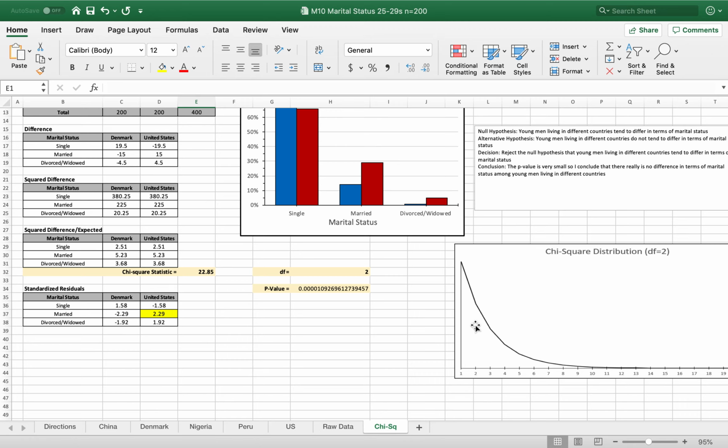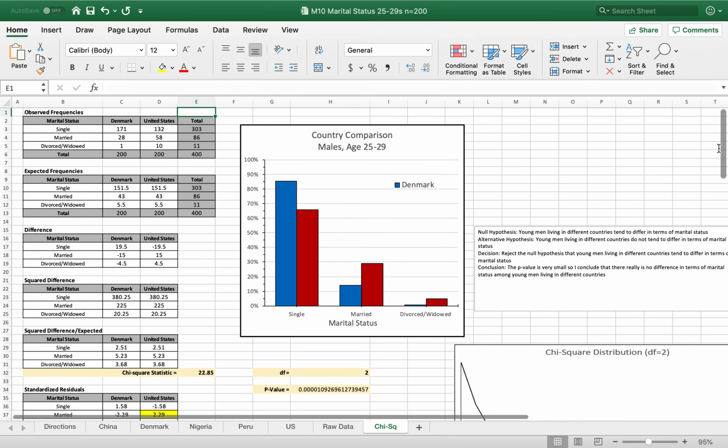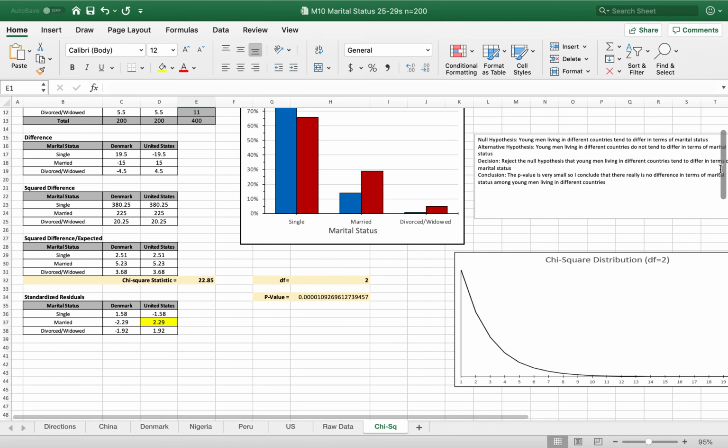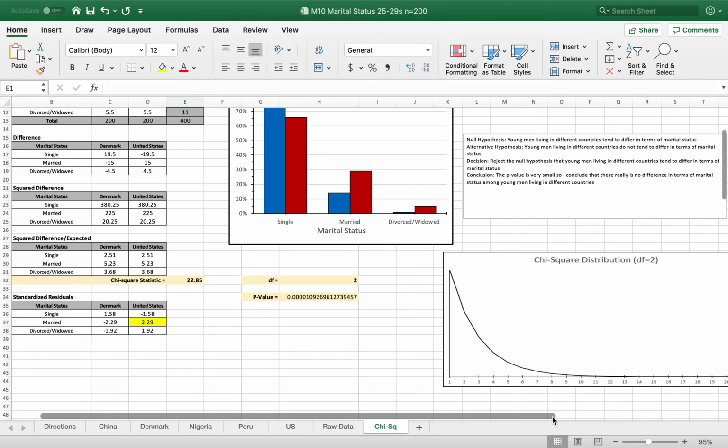In conclusion, to let you know my decision, I chose to reject the null hypothesis that young men living in different countries tend to differ in terms of marital status. My conclusion is that because the p-value was very small, I concluded that there really is no difference in terms of marital status among young men living in different countries.